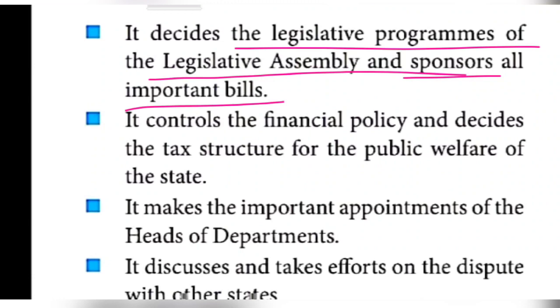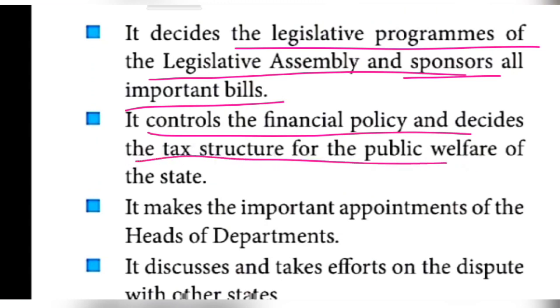So the third point, what is given: it controls. The Council of Ministers controls the financial policy and decides the tax structure for the welfare of the people, for the welfare of the public, the common people. So the Council of Ministers is controlling the financial policy and deciding the tax structure for the welfare of the people.